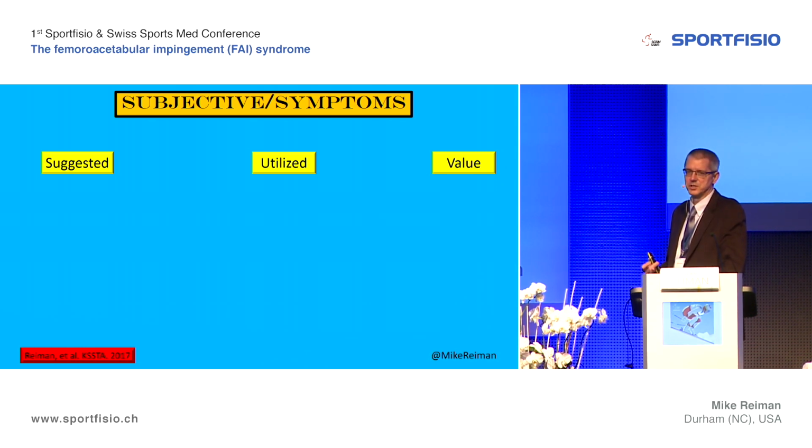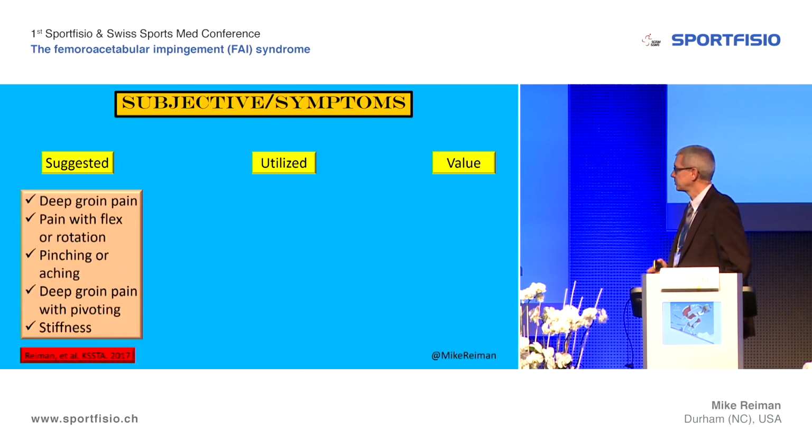to ask experts in the field what subjective things need to be asked to describe somebody as having FAI syndrome. The things that we came up with were very commonly deep-seated hip groin pain, pain with mechanical movements, deep aching pain, stiffness in the hip. Those were the common themes.